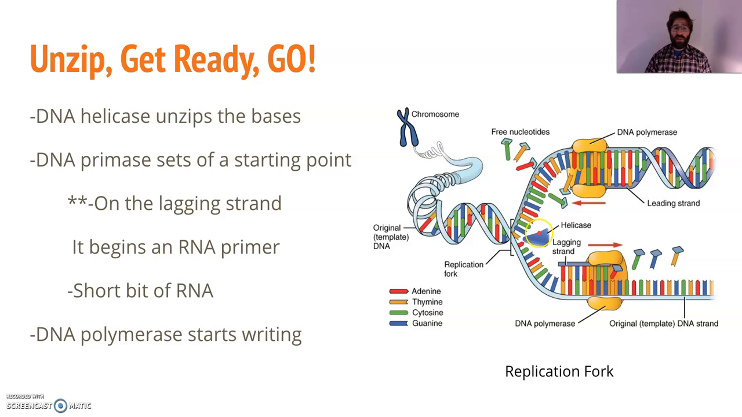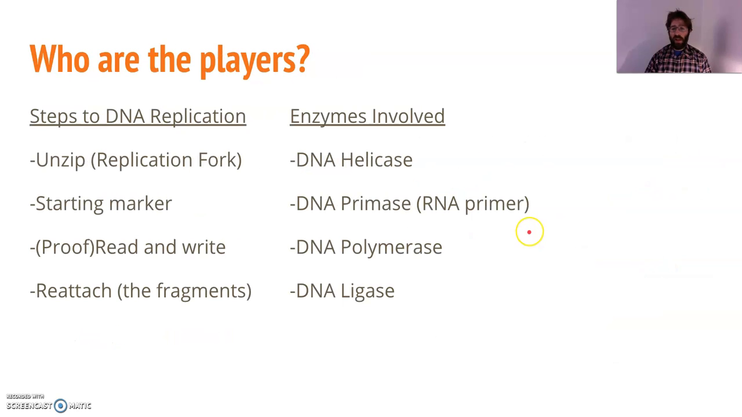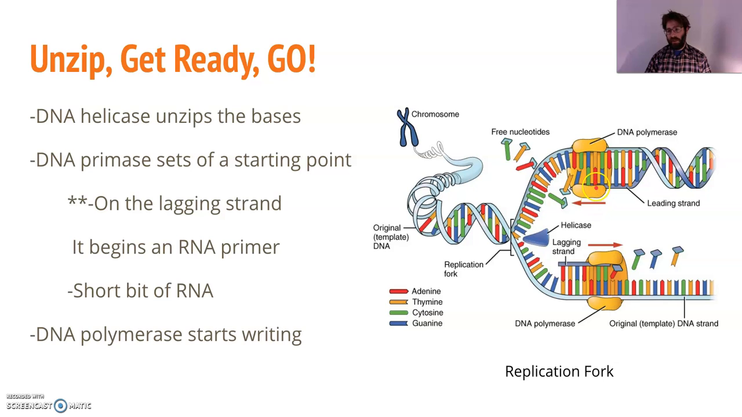Now, what happens next is DNA primase comes in and starts writing. Now, this is where it gets a little confusing. So DNA polymerase comes in. I said primase. DNA primase tells DNA polymerase where to start. So DNA polymerase comes in and starts writing the actual new DNA strand.